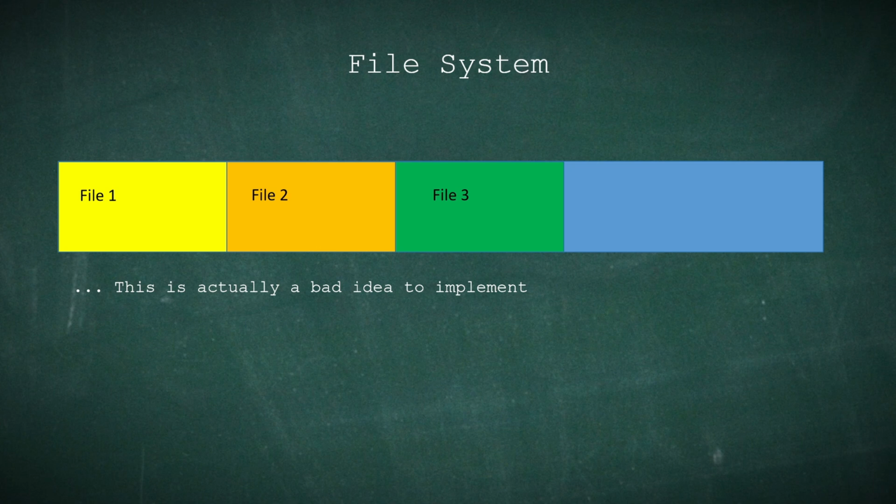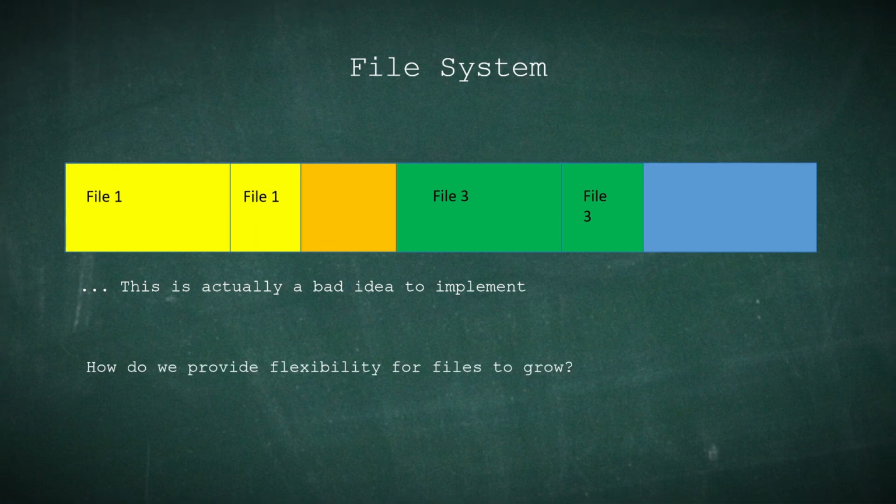This is actually a bad idea to implement because if I need to add more to a file, I need empty space for that file to grow properly. Otherwise, I end up writing over an existing file. So how do we provide flexibility for files to grow?